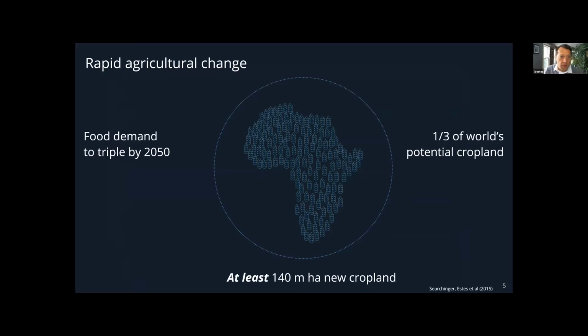So the global change I'm particularly interested in is rapid agricultural change, particularly in Africa, where we expect on the order of at least 140 million hectares of new cropland to be developed in the next couple decades. That's an area about 1/5 or 1/4 the size of the lower 48 of the United States. That's due to an expected tripling in food demand by 2050, plus the fact that the continent has 1/3 of the world's remaining potential cropland. So that's going to be a pretty big change. And it's not just going to be expansion, but the characteristics of those croplands are going to change as well.